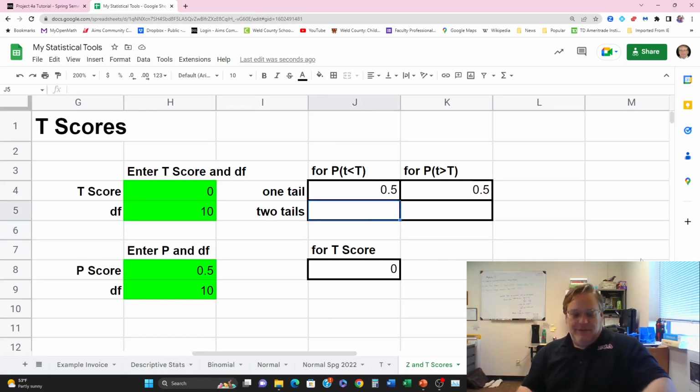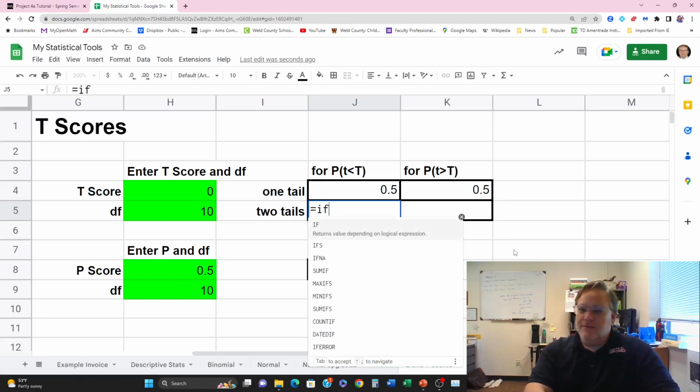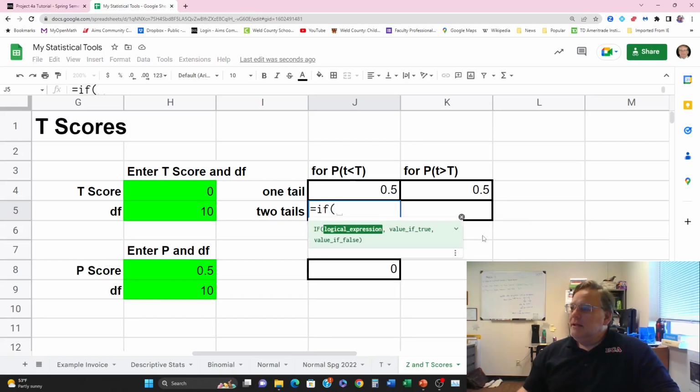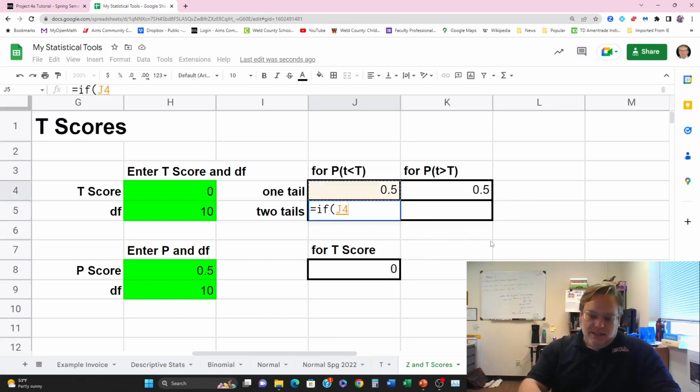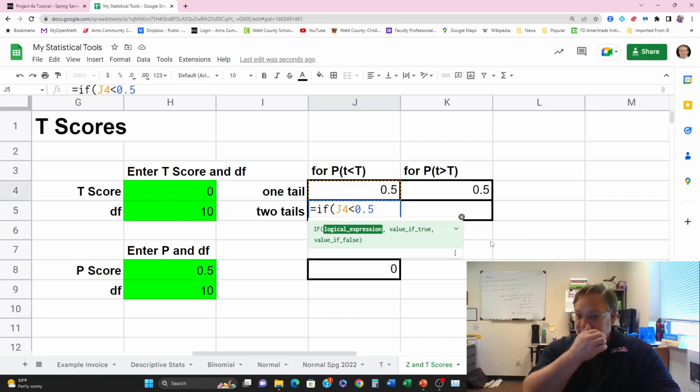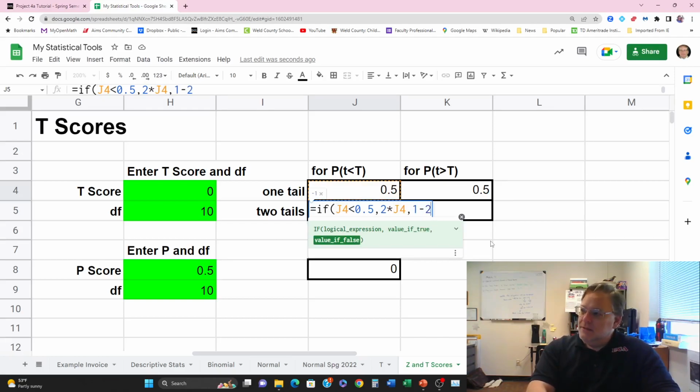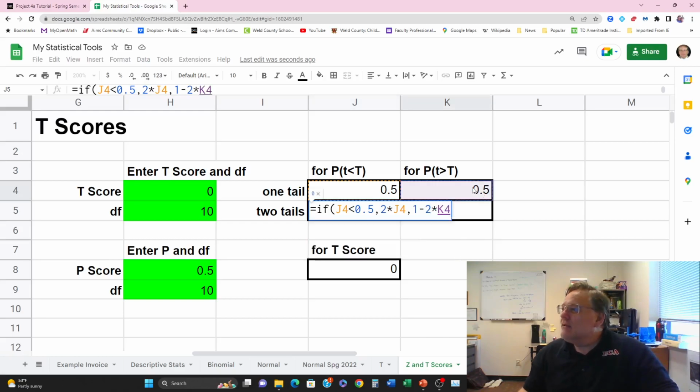And now for this one here, it's actually pretty much the same idea. So for this one, it's going to be another IF statement. Equals IF whether or not this is less than 0.5. And if it is, then double it, multiply it by 2. And if not, then subtract from 1 the double of the other one.